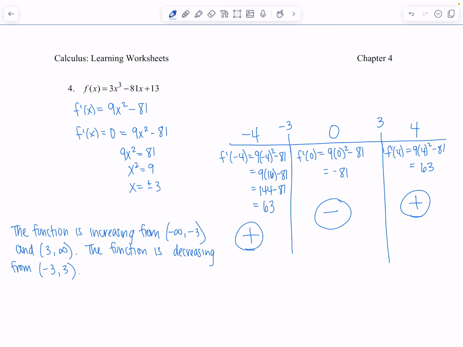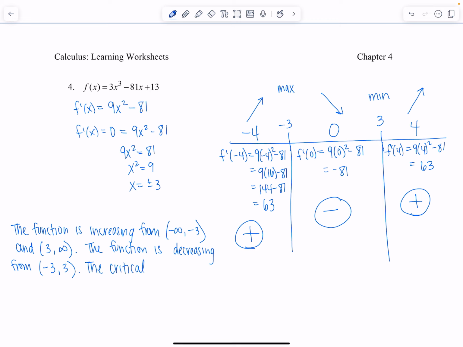And so, since it's increasing, that means our function's going up. And then it's decreasing, which means it's going down. So here it looks like we would have a max. And then it's decreasing, and then it's increasing. So here it looks like we would have a min. So we would have a maximum at negative 3 and a minimum at positive 3.